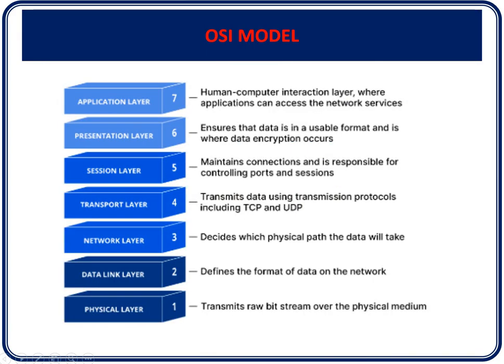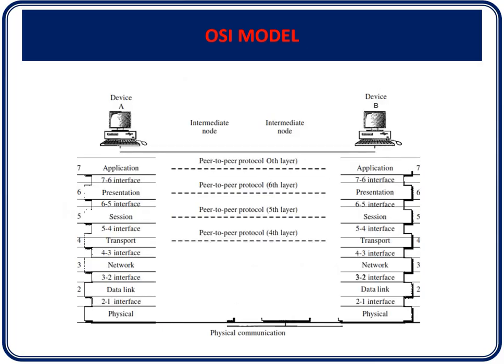These are the 7 OSI model layers, starting from number 1, the physical layer, number 2, the data link layer, number 3, the network layer, number 4, the transport layer, number 5, the session layer, number 6, the presentation layer, and number 7, the application layer. The 7 layers play a major role in the OSI model. It shows a figure, device A and device B. Device A and device B are systems. The messages traveling from device A to device B may pass through multiple intermediate nodes, which typically involve only the first 3 layers: the physical layer, data link layer, and network layer.